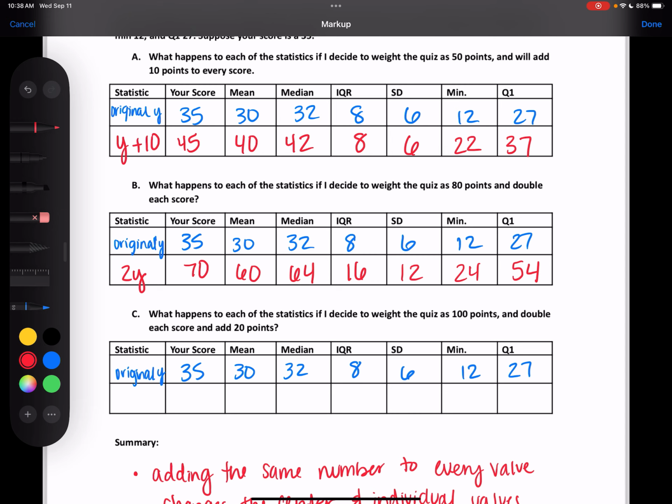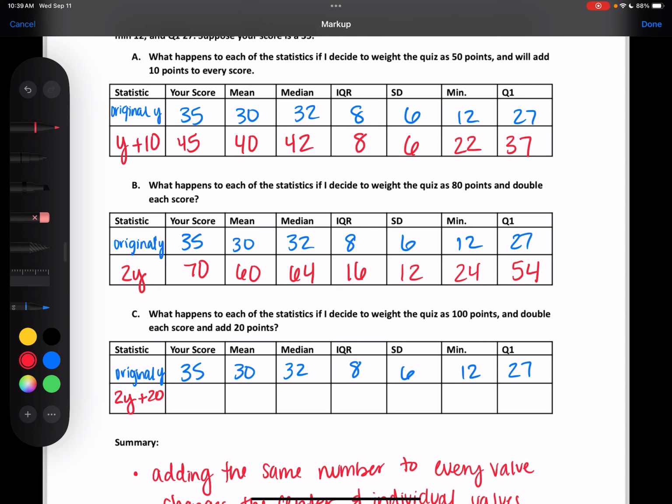However, now what happens if I weight the quiz as 100 points and so I double each score, then I add 20. So my equation is going to be 2y plus 20. So essentially we're plugging the numbers in, but now that I have the adding factor, what do you think is going to end up happening when I get to IQR and standard deviation? Only multiply? We're just going to multiply.